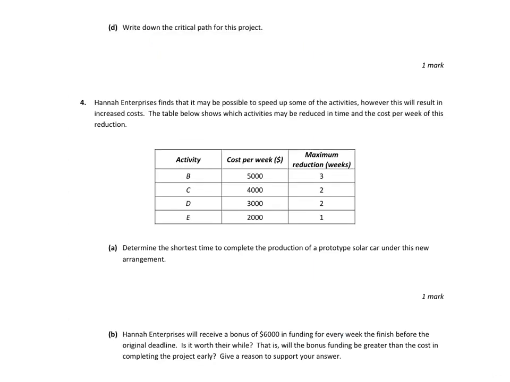Okay, so the critical path for this project. Going back to your graph, you can see that the critical path will work its way through from A to B, then E, F, and along G. And that gives us our critical path.